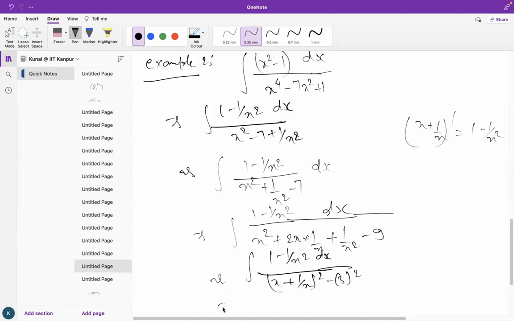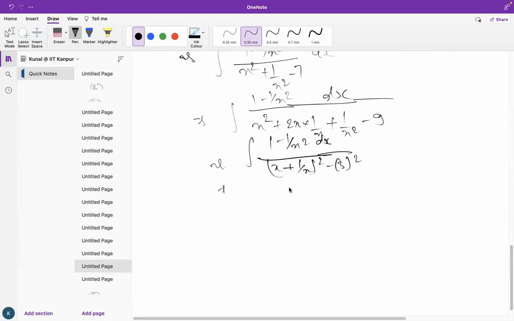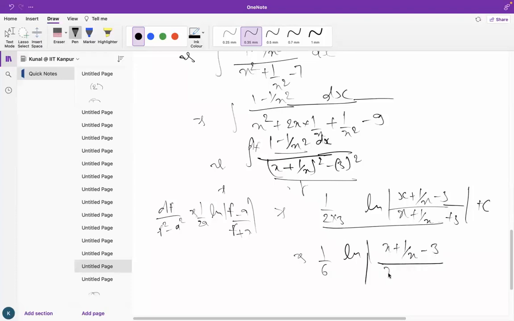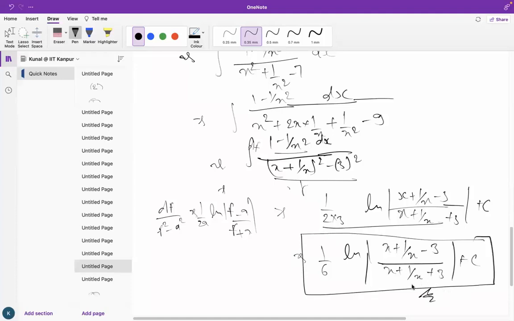So this equation is of the form, if this function is our f, then in the numerator this is our df, and it is of the form df by f square minus a square. Its integration is 1 by 2a ln of f minus a by f plus a. So when we integrate this, we reach the result 1 by 2 into 3 ln of x plus 1 by x minus 3 by x plus 1 by x plus 3, right? And put some constant here. So it looks like 1 by 6 ln mod of x plus 1 by x minus 3 by x plus 1 by x plus 3. I hope you all understand what I'm saying.